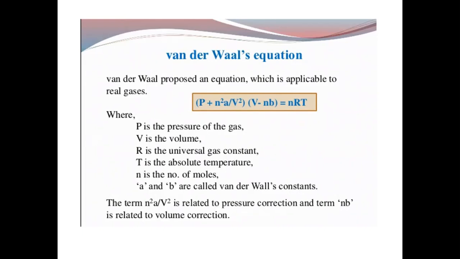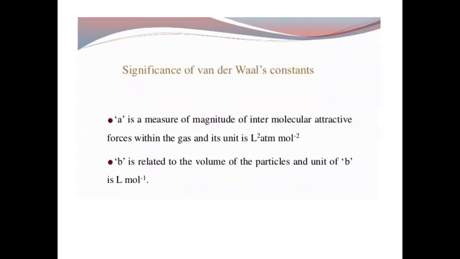Now the question comes, what is the significance of these constants, that is a? The constant a is a measure of the magnitude of intermolecular attractive forces within the gas, and b relates to the volume of particles, right? So how are they related in this equation? The constant a relates to the magnitude of attractive forces among the molecules. It means the greater the value of a, the greater the attractive forces.